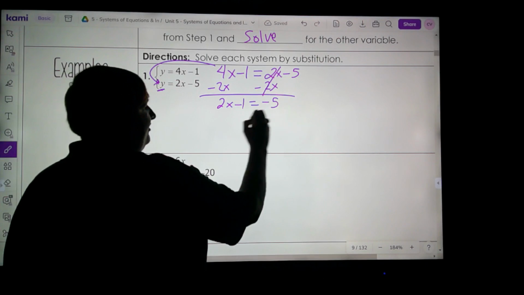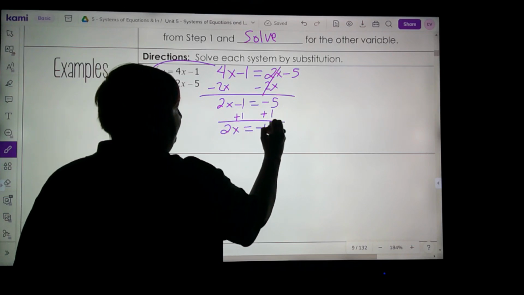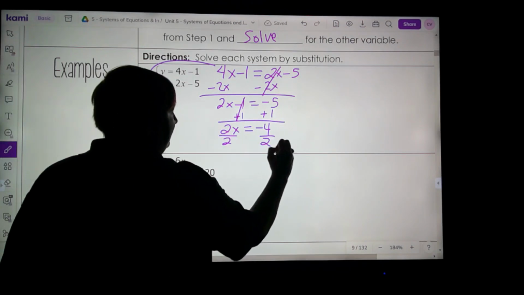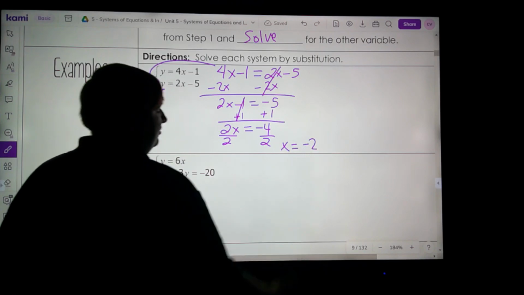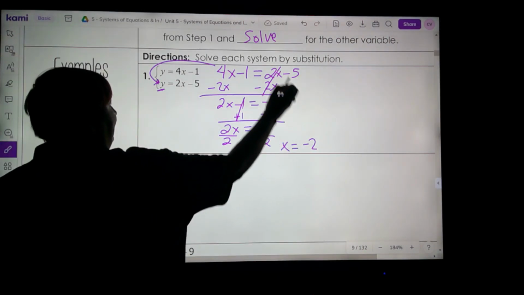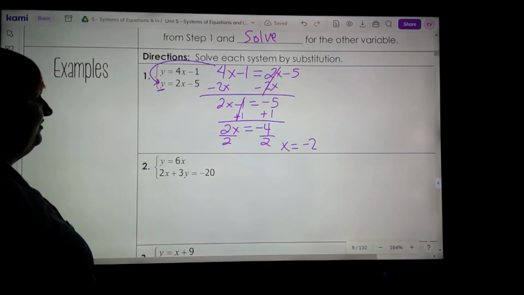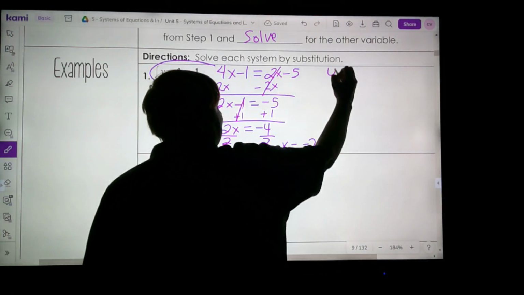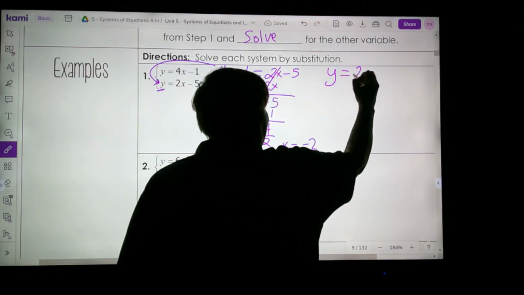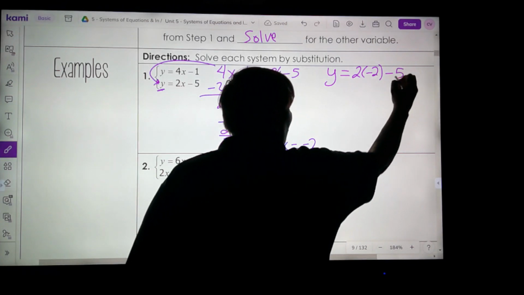And then you want to get the values on the other side. This leaves you with 2x equals negative 4. And then we want to isolate the x. x equals negative 2. Now that you know what x is, go back and put it into this original equation. Instead of 2x minus 5, we're going to replace x with negative 2 because now we know what x is. And we're going to solve for y.